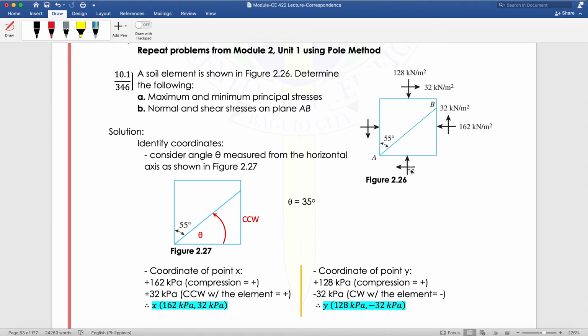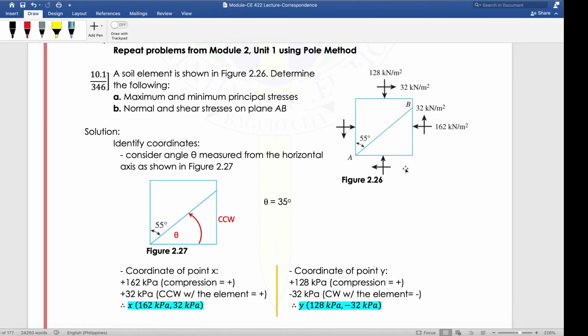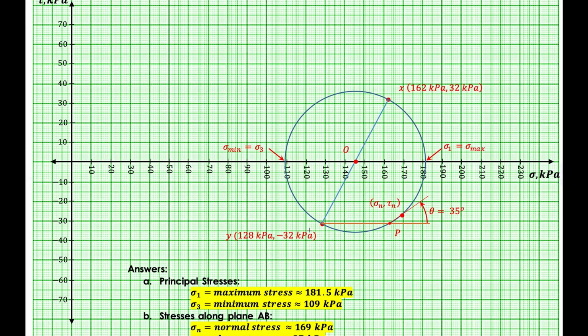So parehas lang. Positive 128 compression, then nag-clockwise yung shear natin, so that is negative. So 128, negative 32. So ito yung point na yon. From this point, of course I will not be drawing my horizontal line to the left, rather to the right, because nasa right yung loob nung circle.